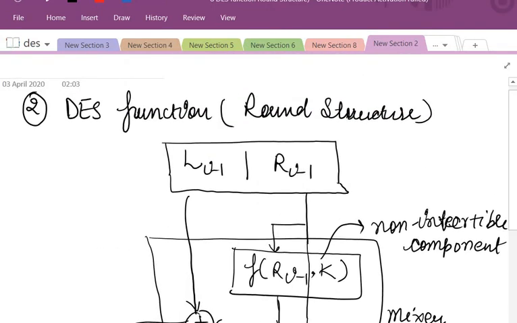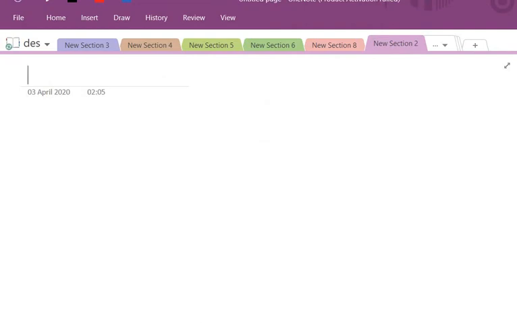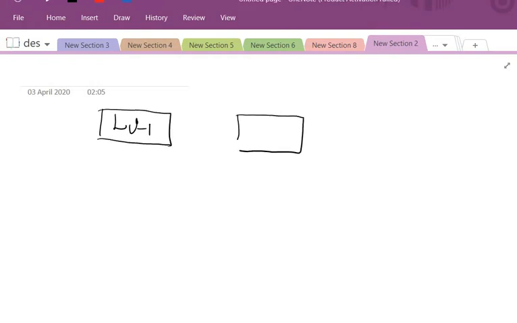So for a more elaborate way, I will explain this as a procedure. Like L(i-1), my 64-bit plain text is divided into two halves of the Feistel structure. The first one is called the left hand side and the second one is called the right hand side, each having 32 bits.